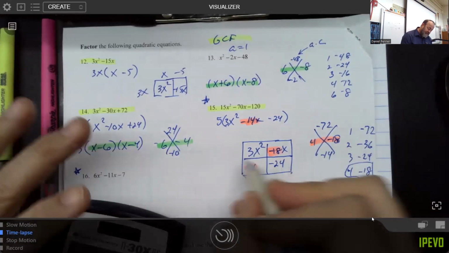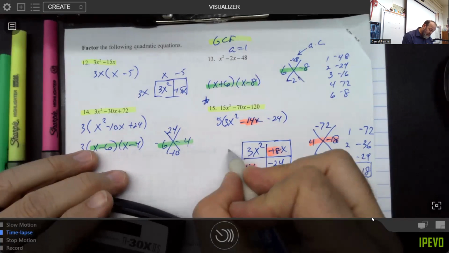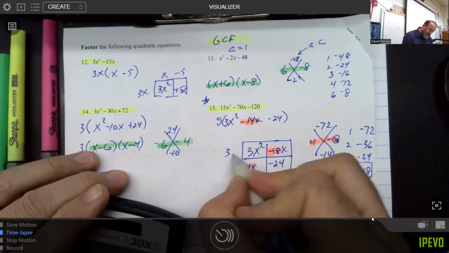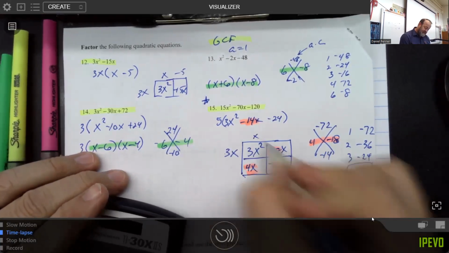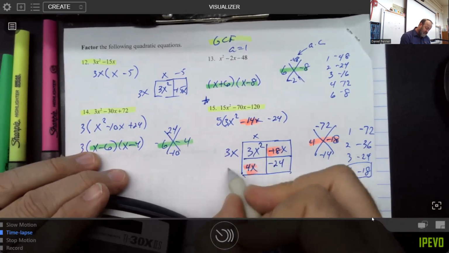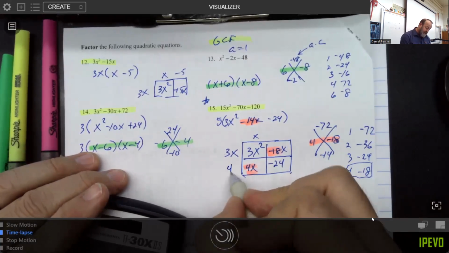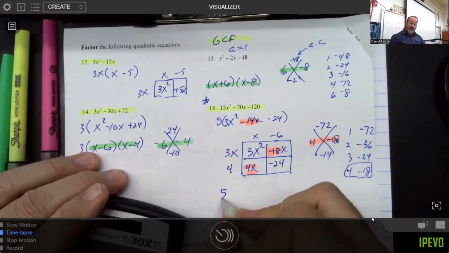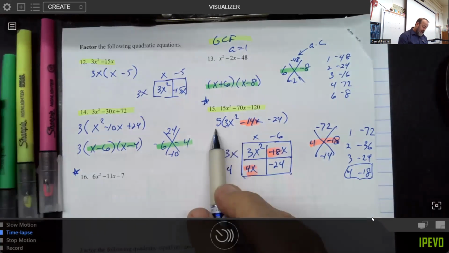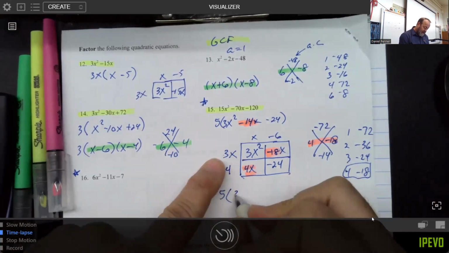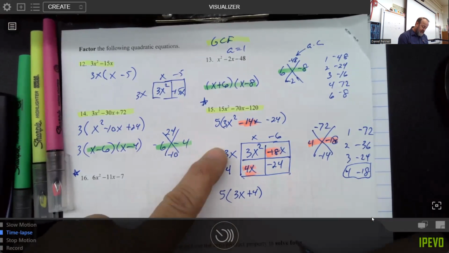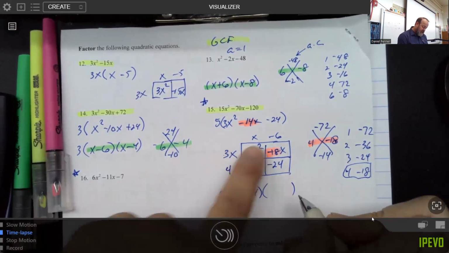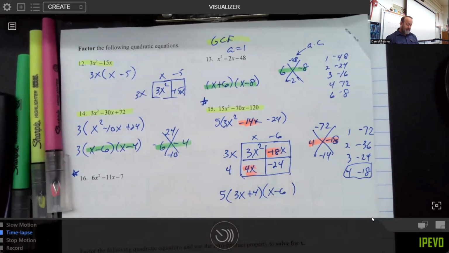And so if we look for common factors, I notice these are both divisible by both 3 and x. So 3x times x times 4, and last, 3x times negative 6 would work, and therefore, remember, I still have my 5 from above, and then my two little linear factors are 3x plus 4 from this part, and x minus 6 from that part. Now, keep in mind, we can check our answers by multiplying it back out.